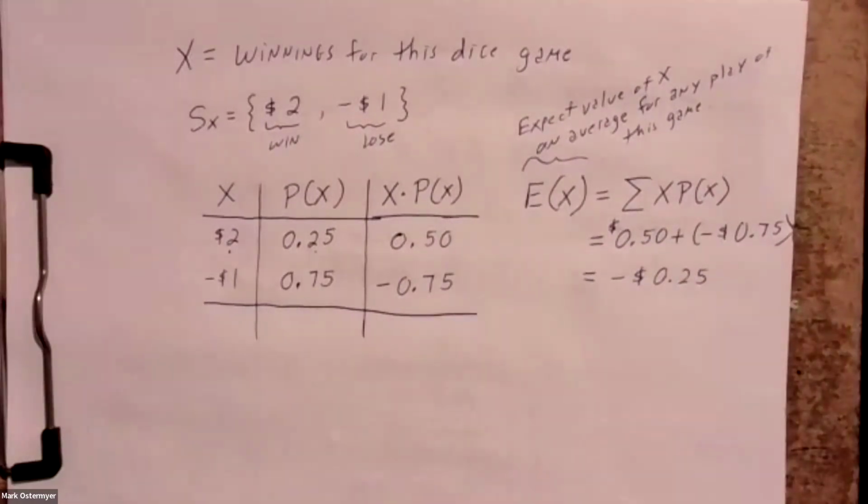Right? So this is saying on average, when we play this two dice game, we throw these two dice, on average, we would expect to lose about 25 cents per play on average.